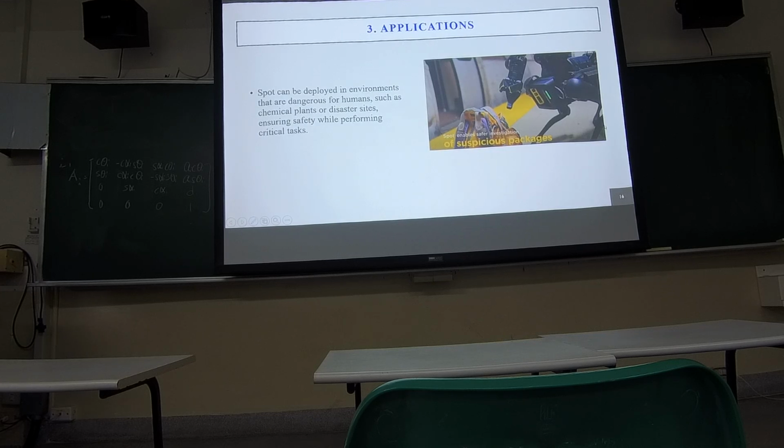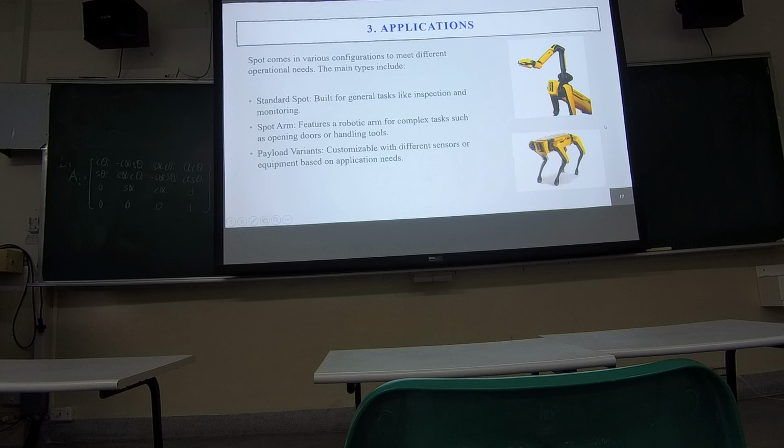So Spot can be deployed in environments that are dangerous for humans, such as chemical plants or disaster sites, ensuring safety while performing critical tasks. So there might be some suspicious package on the train or the MRT. So Spot robot can make sure everyone is safe and it can take away the suspicious packages.